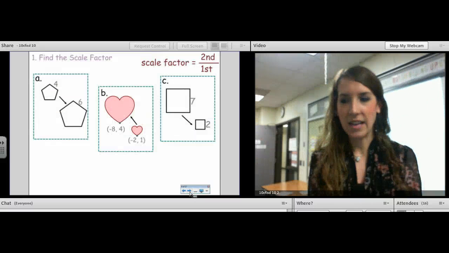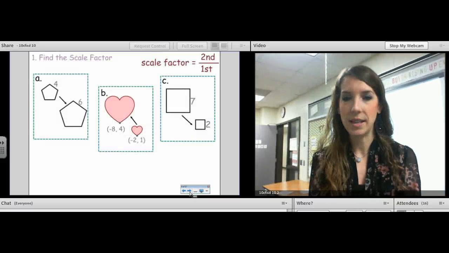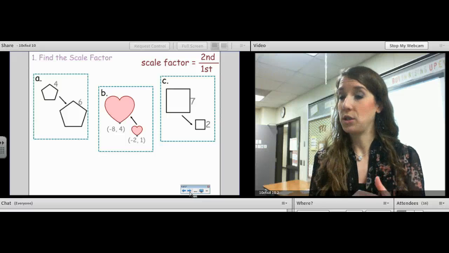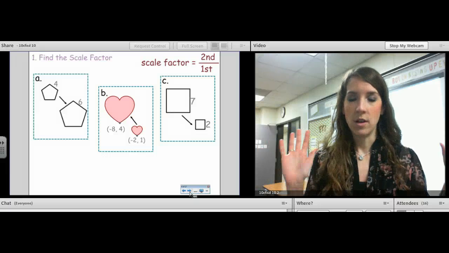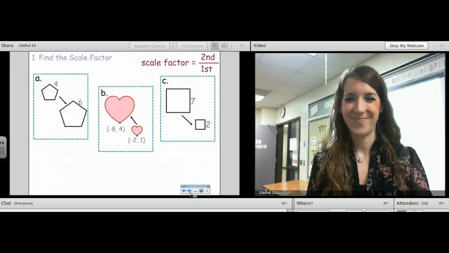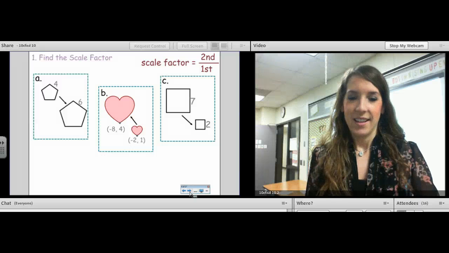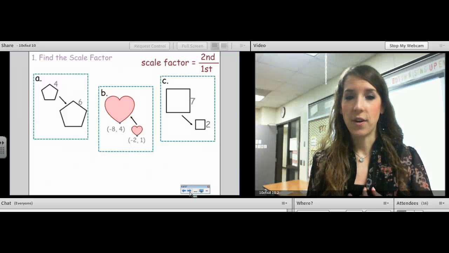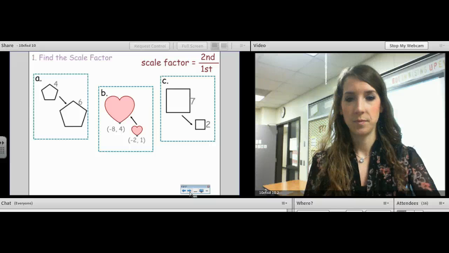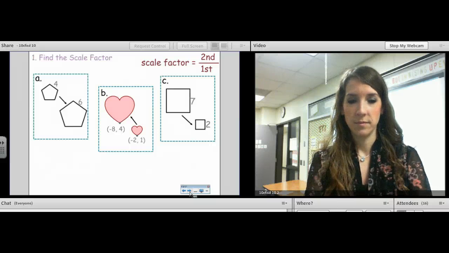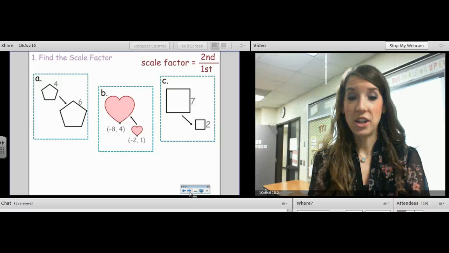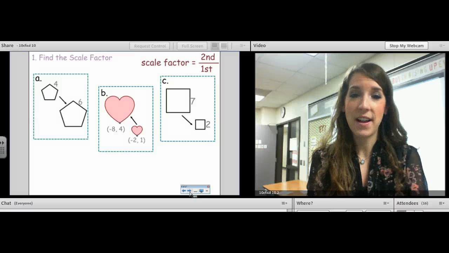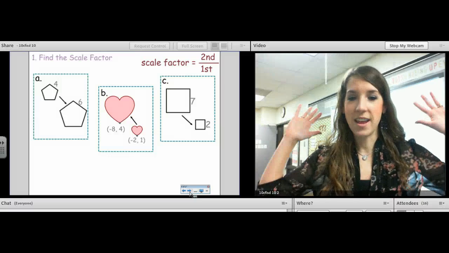All right, let's try finding the scale factor when I give you two similar figures. So we are going to assume, we have to assume, these figures are similar. So that's the disclaimer. These are similar figures. So everyone write down on their paper the scale factor for A. Go. Okay, you should have it. On the count of 3, type the scale factor for A. 1, 2, 3, type it.